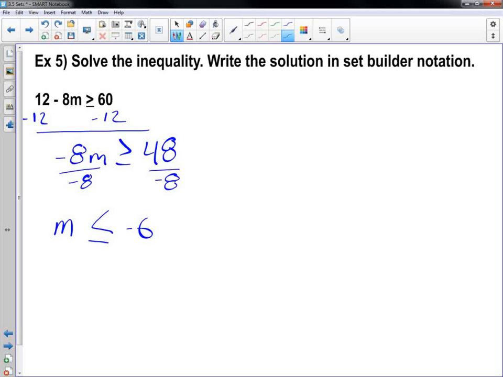So if I want to write this in set builder notation, funny brackets, x is an element of the set if... I guess, well, hold on. Yeah, we're not talking about x, right? We're talking about m's. There we go. m is an element of the set if m is less than or equal to negative 6. Set builder notation.